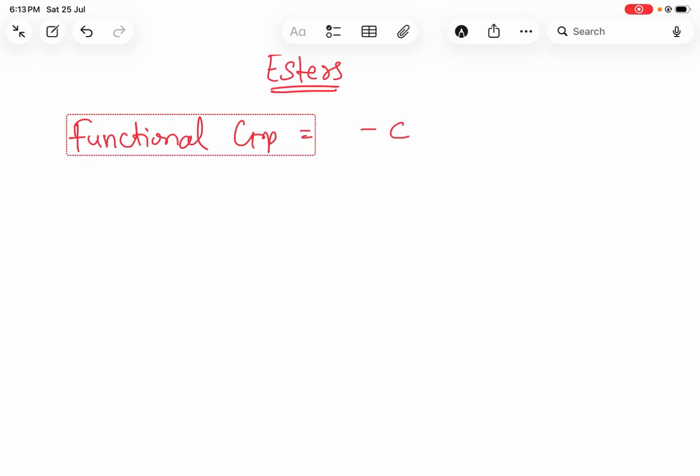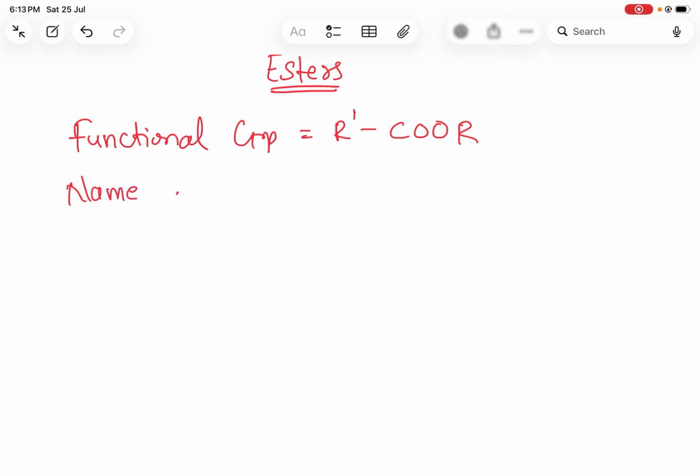is COO, and it has alkyl groups on both sides. So you can say that the ester functional group is present somewhere in the middle of the whole chain. The name ending is -oate.